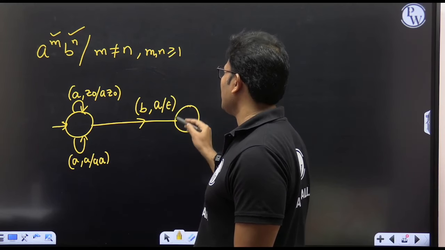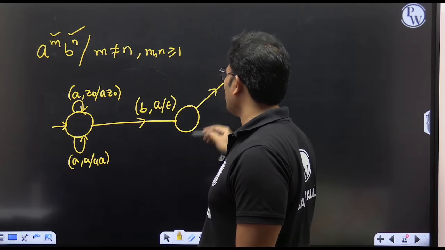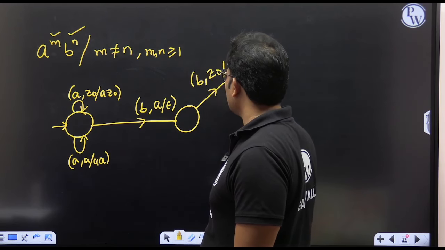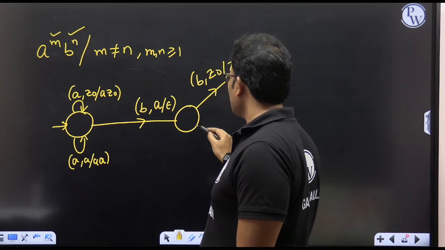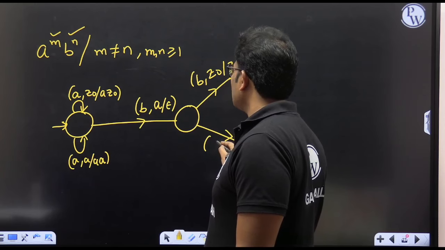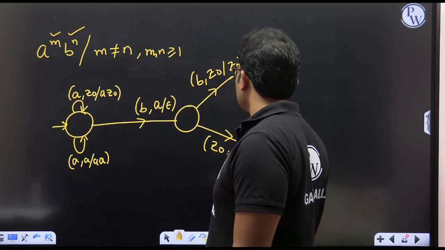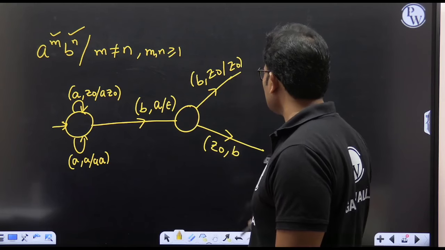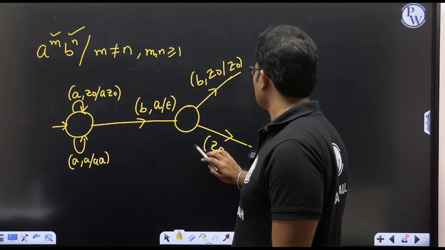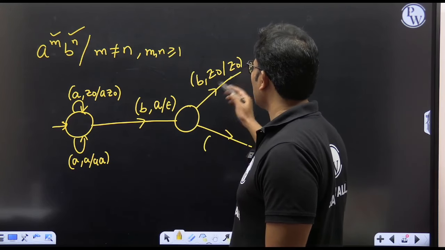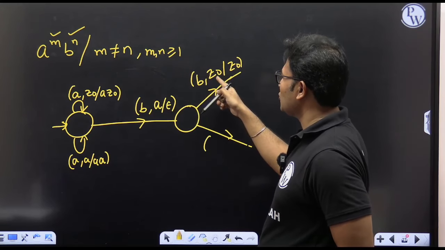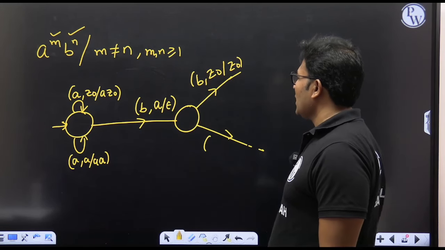Then two things may happen. One thing is B's may be over. In that case, what do you get? A's may be over, what will happen in that case? If A's are over, you are going to see a B and Z0 on top of the stack. Leave it as Z0. Here A's are over.